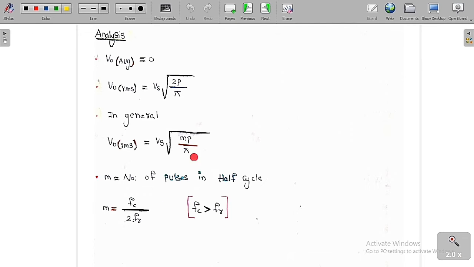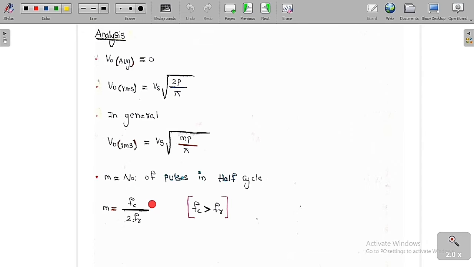If you want to find this value of m, m is the number of pulses in the half cycle. It is the ratio fc by 2fr, so m is equal to fc by 2fr. This gives you the number of pulses we get in half of the cycle.